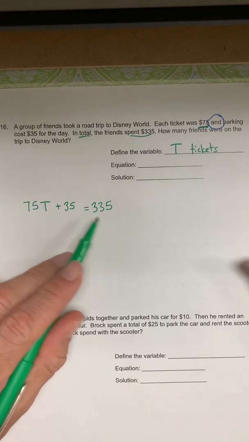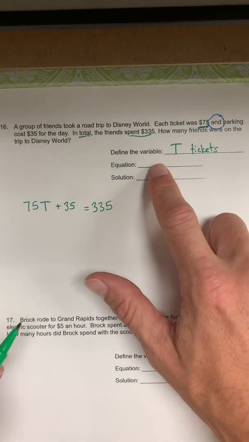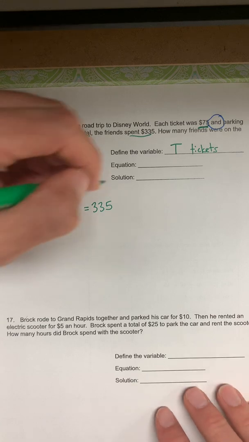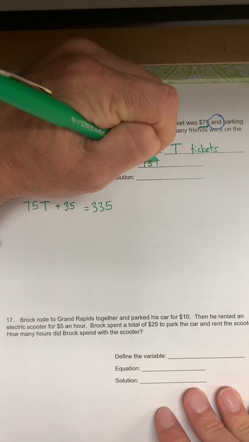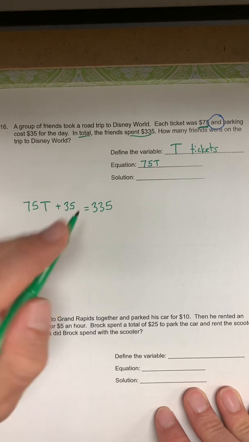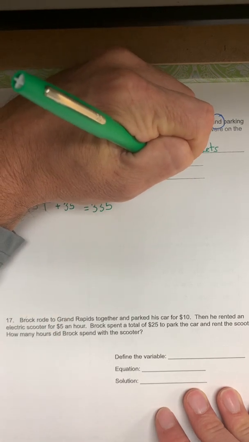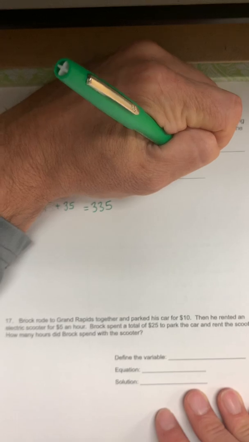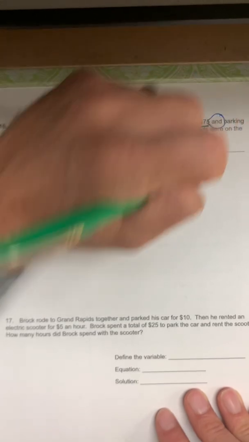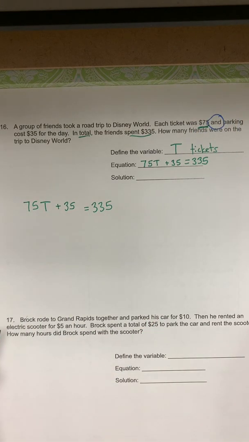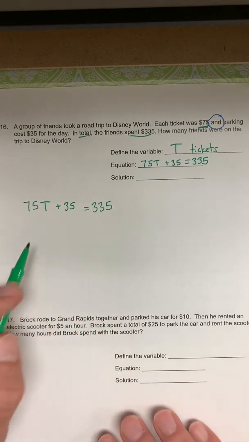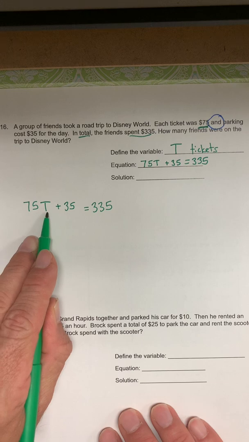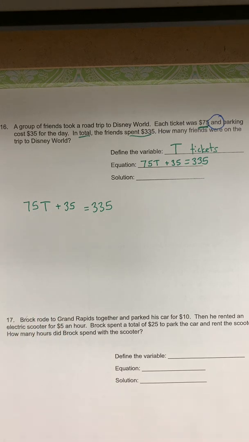Okay, so now we have an equation. So I'm going to write that up there to keep going with our answers. So 75t plus 35 equals 335. Our solution, just like it always is the case on this, solution means to get the letter by itself. So now we need to figure out what t is, so we need to get that by itself.